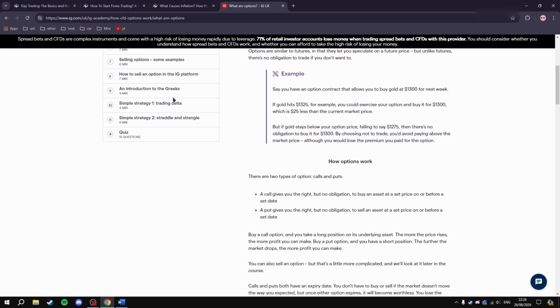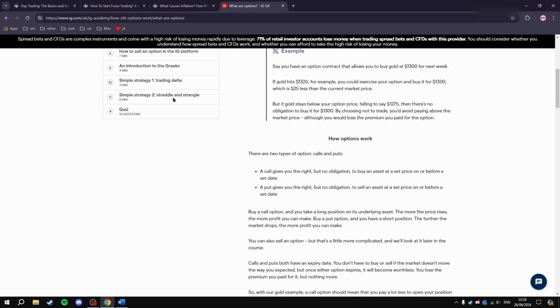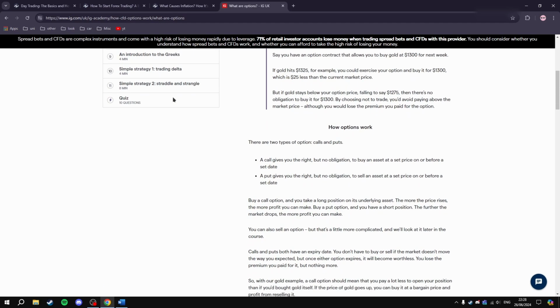For example, say you have an option contract that allows you to buy gold at 1,300 for next week. If gold hits 1,325, for example, you could exercise your option to buy it for 1,300, which is $25 less than the current market price. If gold stays below your option price, falling to say 1,275, then there's no obligation to buy it for 1,300. By choosing not to trade, you'd avoid paying above the market price, although you'd lose the premium you paid for the option.